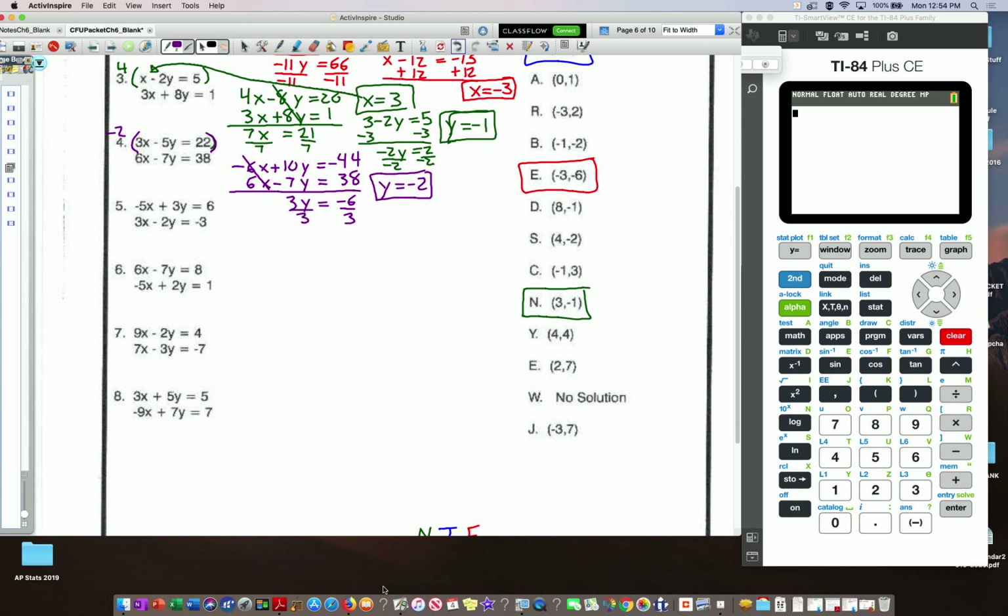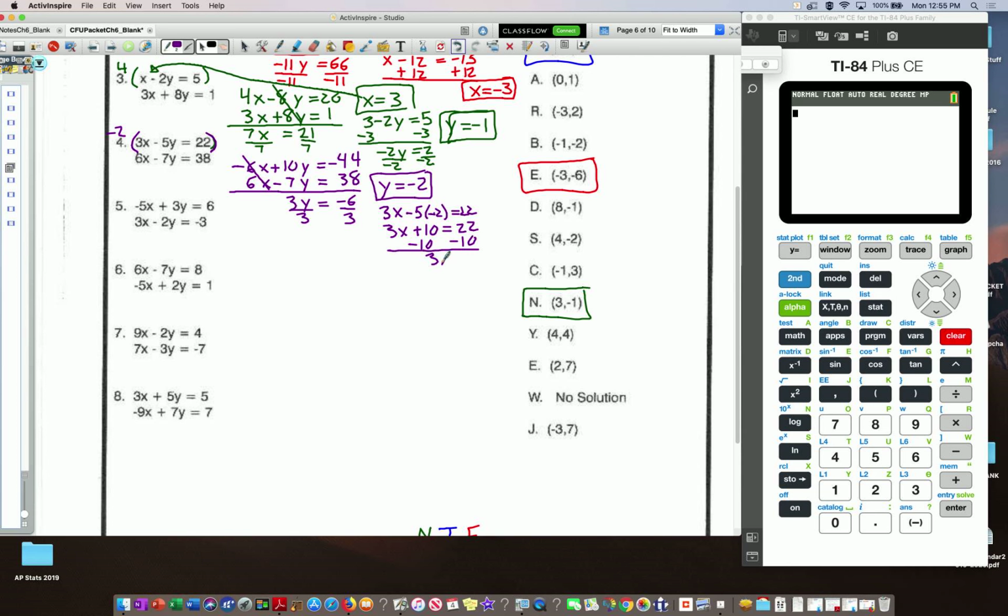So now I got to plug that back in. So if I plug it in right here, I have 3x minus 5 times negative 2 equals 22. So let's see, 3x, 2 negatives make positive 10. So now I got to subtract 10.